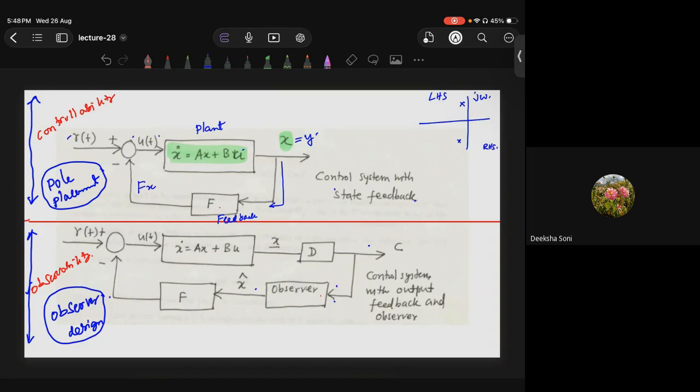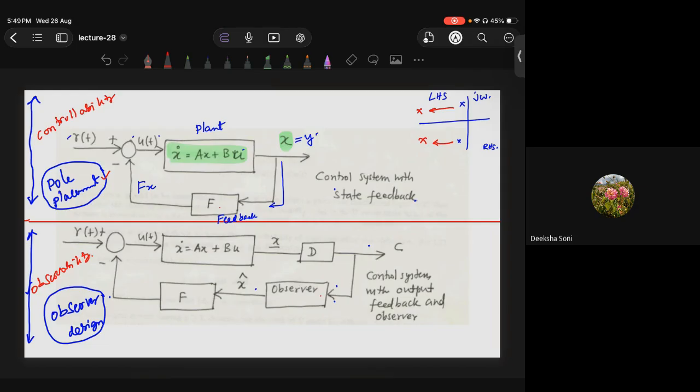So for that purpose, we want to place or move those poles very far from the j omega axis. Let us say these are our new desired poles. Basically this pole placement technique will do that job. Is this clear?